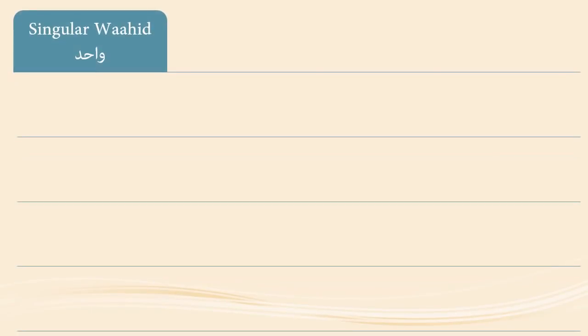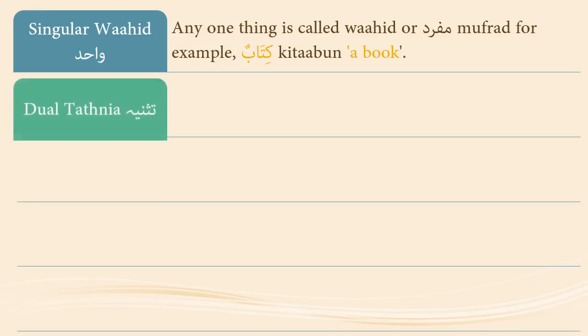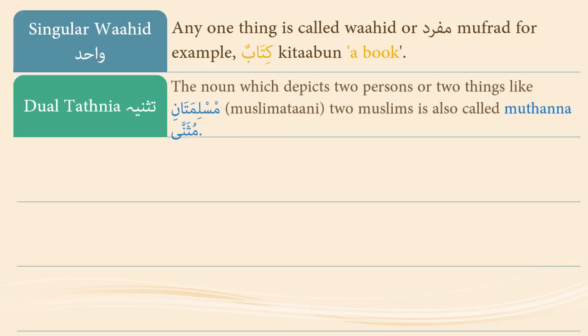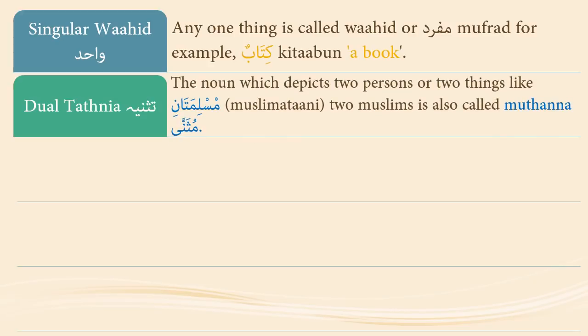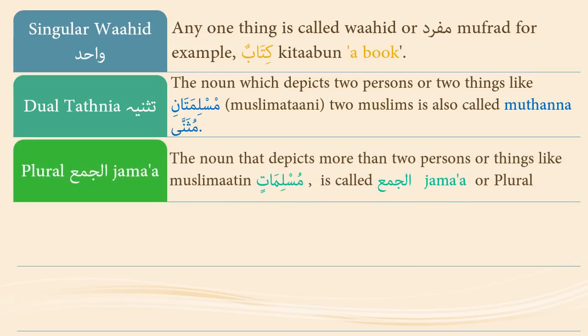Singular, wahid. Any one thing is called wahid or mufrad. For example, kitabun, a book. Dual, tathniya. The noun which depicts two persons or two things, like muslimatani, two Muslims, is called muthanna. Plural, jama'. The noun that depicts more than two persons or things, like muslimatin, is called jama' or plural.